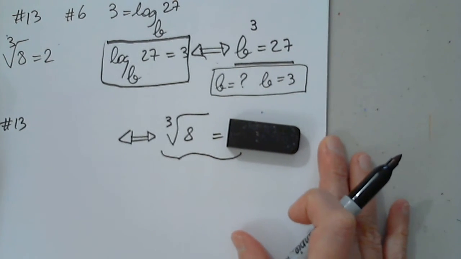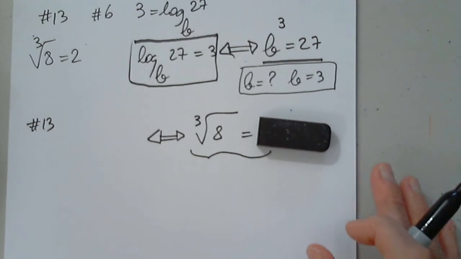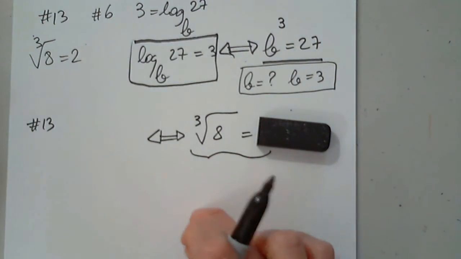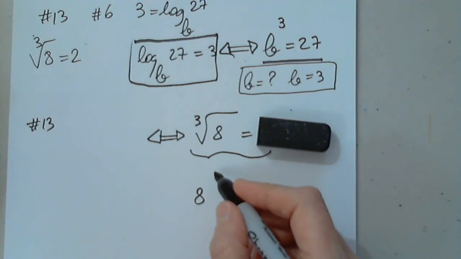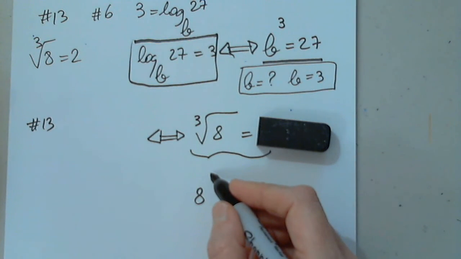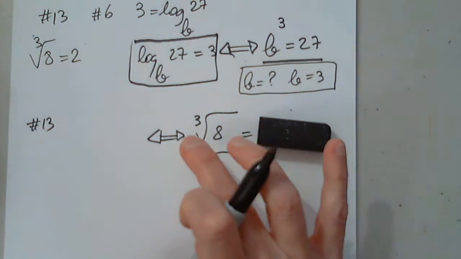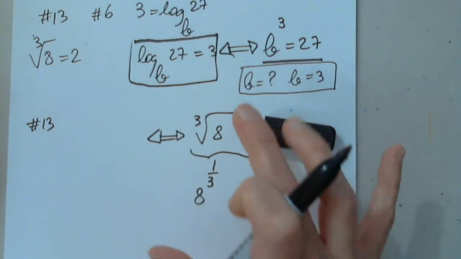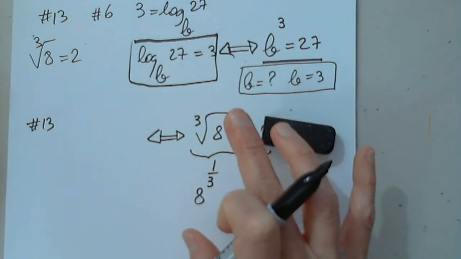Okay? So can anyone tell us how to write the cube root of 8 as a base to a power? 8 to the 1/3, very good. Yes. Power 1/3. Remember, any radical is a fractional exponent. It's an exponent that is a fraction.